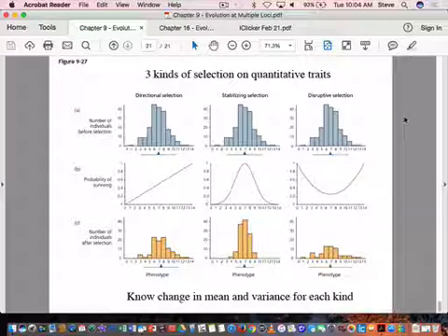Which individuals have the highest fitness and which ones have the lowest fitness? Yep. So individuals with the extreme values of the phenotype, down here and down here, have the lowest fitness. Which individuals have the highest fitness? The intermediate or average. So we'll come back to that.